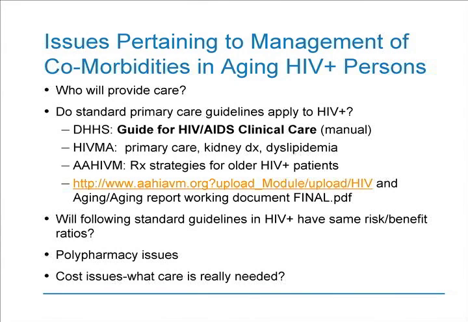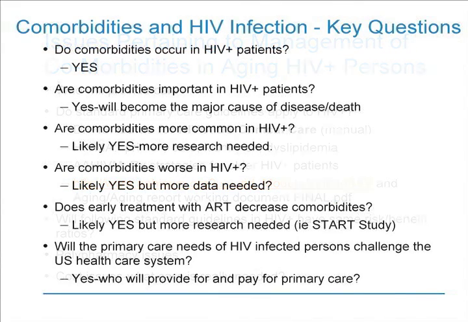You quickly can run into polypharmacy issues as well as cost issues. And I think studies are going to have to be done to determine what care is really most needed when there's a lot of competing issues. So my attempts at answering some key questions on the topic of comorbidities and HIV infection are summarized here.